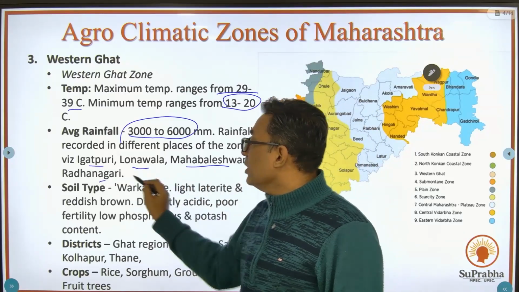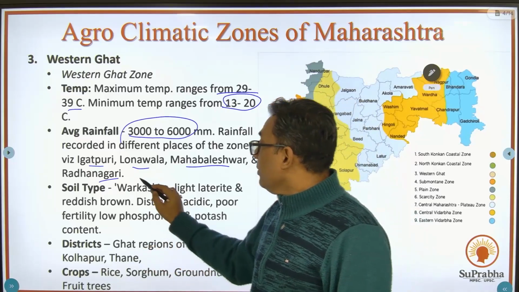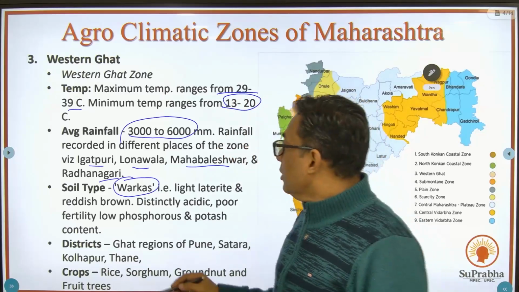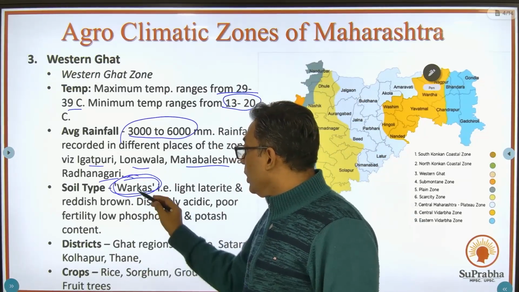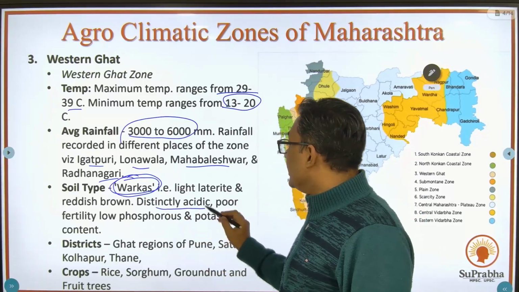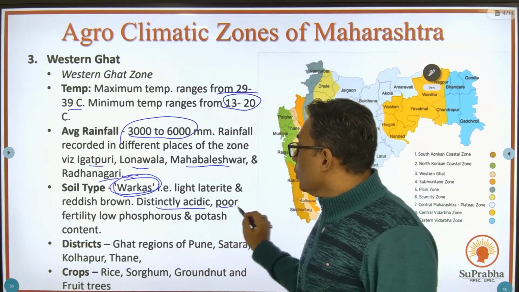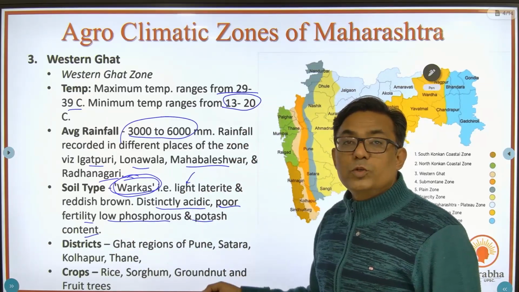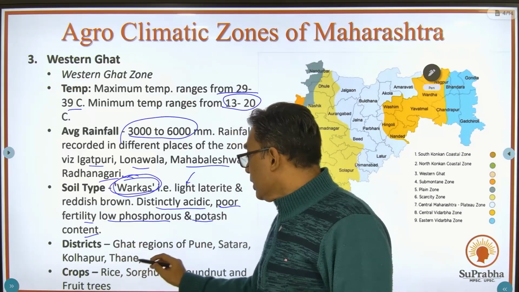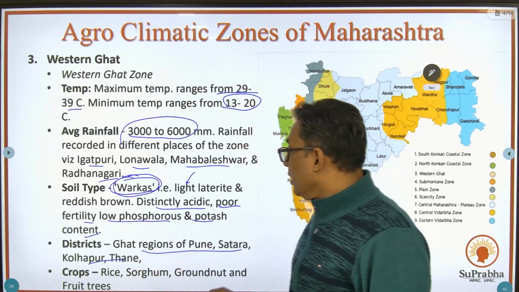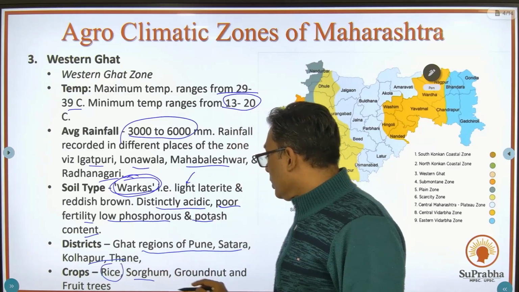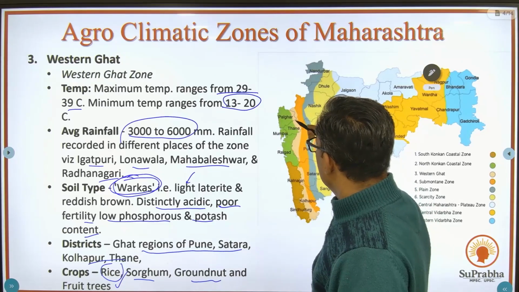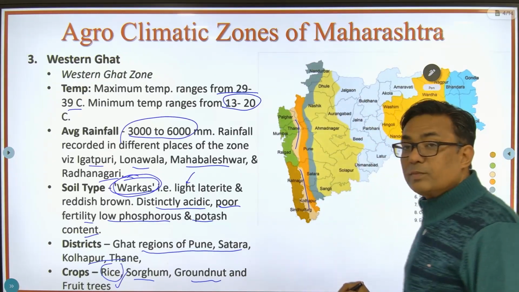Igatpuri, Lonavala, Mahabaleshwar, Radhanagari face very heavy rainfall. The soil type over here is known as Varkas. It's typically the forest soil we see in India. Since it is forest soil, it is distinctly acidic. Poor fertility, low phosphorus and potash content. But yes, if you use fertilizers, this soil can also be put to use for agriculture. Districts: the Ghat regions of Pune, Satara, Kolhapur, Thane, and the crops taken here are mostly rice, sorghum, groundnut, and some fruit trees. So this is the third agroclimatic region, the Western Ghats.